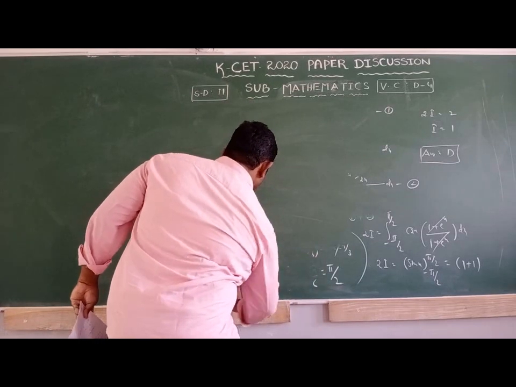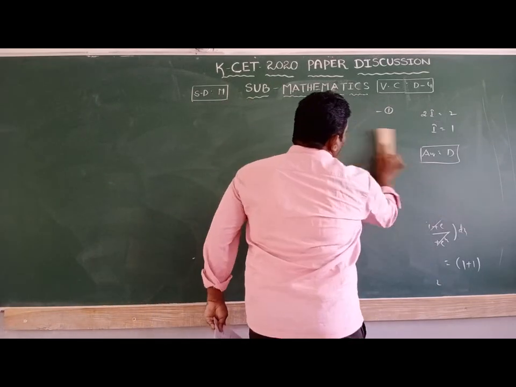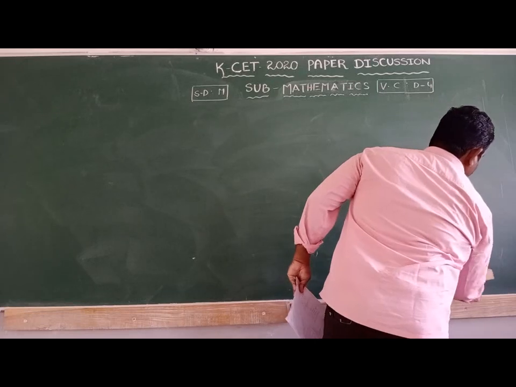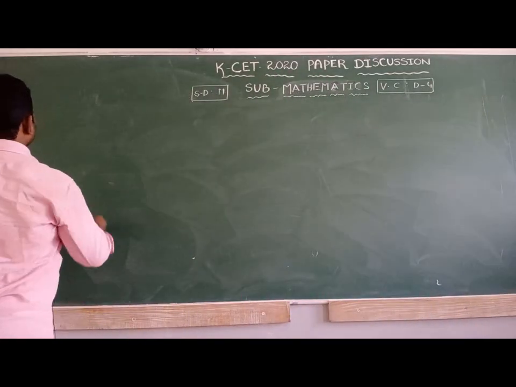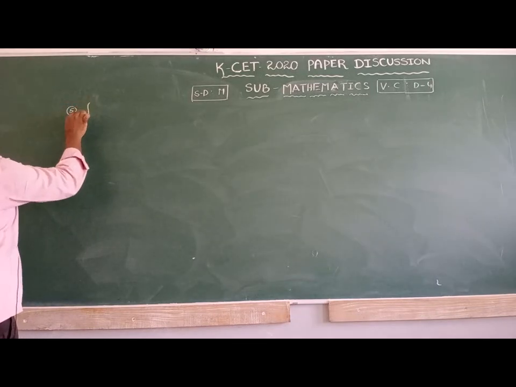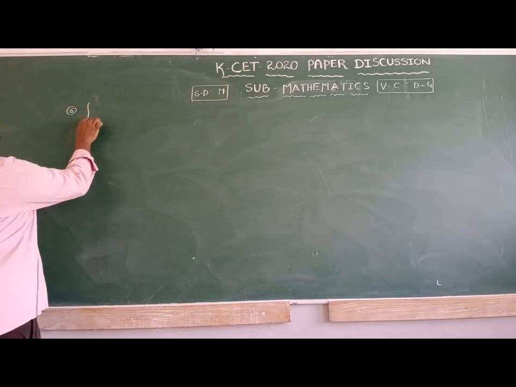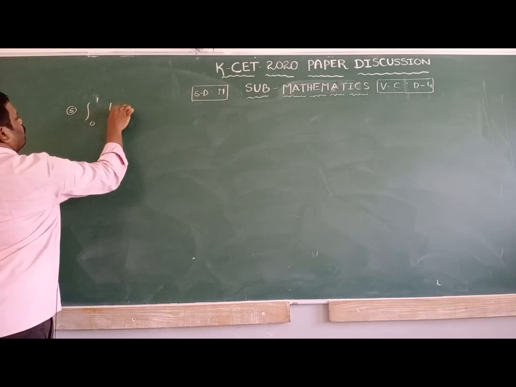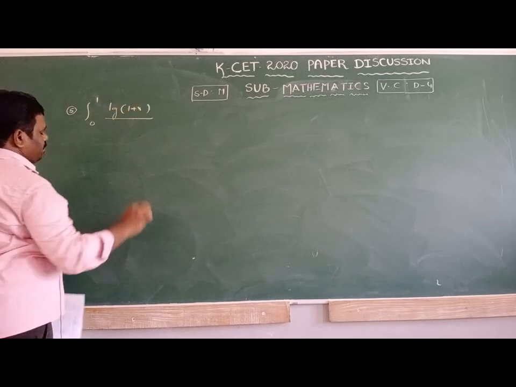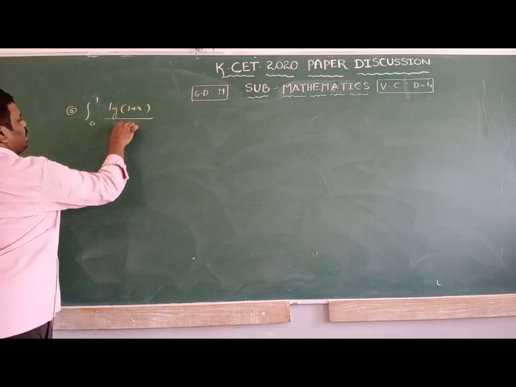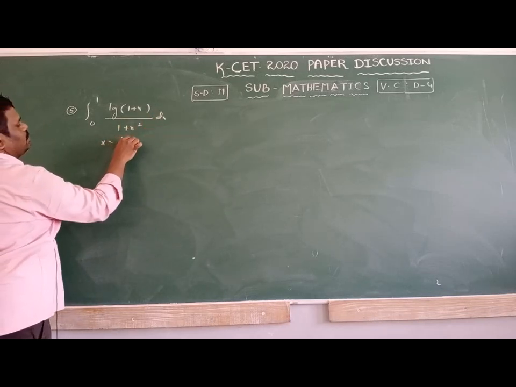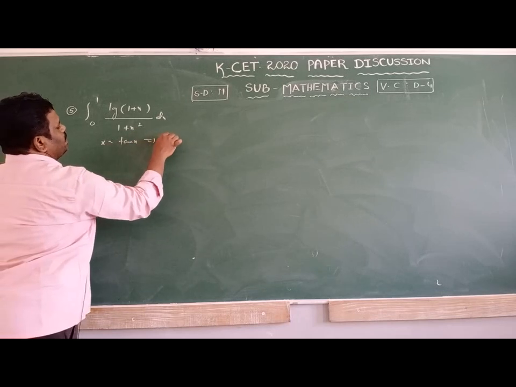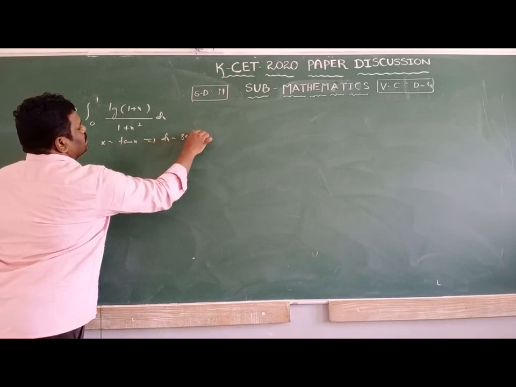So this integration is somewhat lengthy. Next one, what is given here? This one also is an integration problem only. The integral from 0 to 1 of log of (1 plus x) by (1 plus x square) dx. Here, see, x is equal to tan theta, that implies dx is equal to secant square theta d theta.